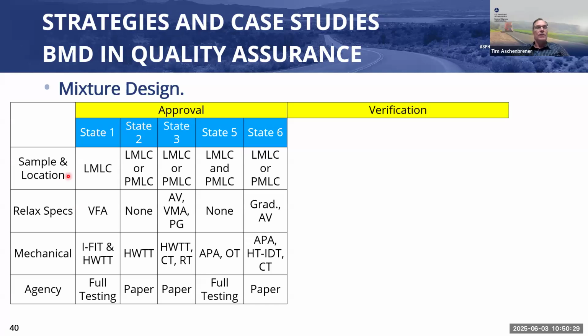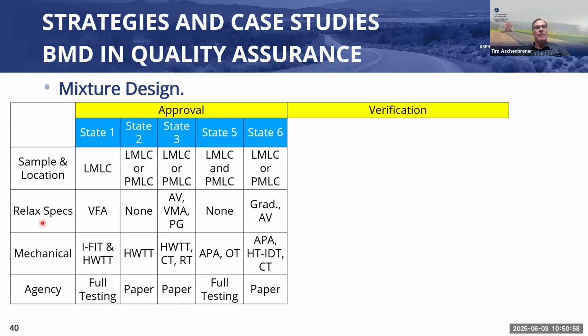For sample location, we see almost every state is using that lab mixed, lab compacted material. Now, a couple of the states also allow plant mixed lab compacted material. That's based on the contractor's preference. One of the states uses lab mixed, lab compacted for the volumetric properties, then plant mixed, lab compacted for the mechanical properties.